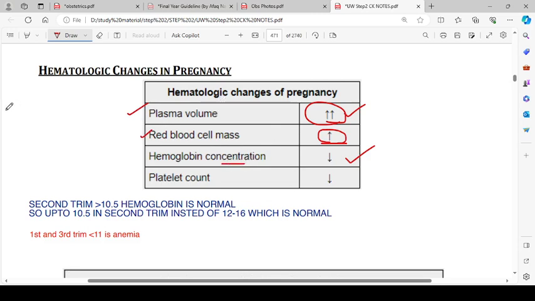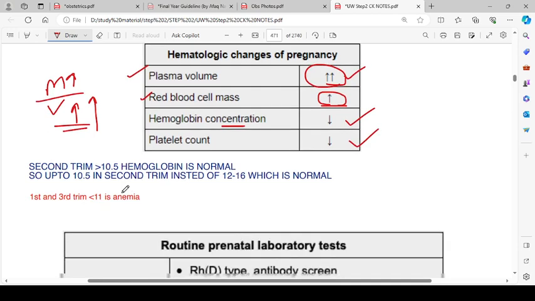amount dissolved in a concentration, is m over v, mass in the volume. So if mass is increasing but volume is increasing more than the mass, there will be hemodilution. That hemodilution leads to a decrease in hemoglobin concentration. Platelet count will also be decreased.